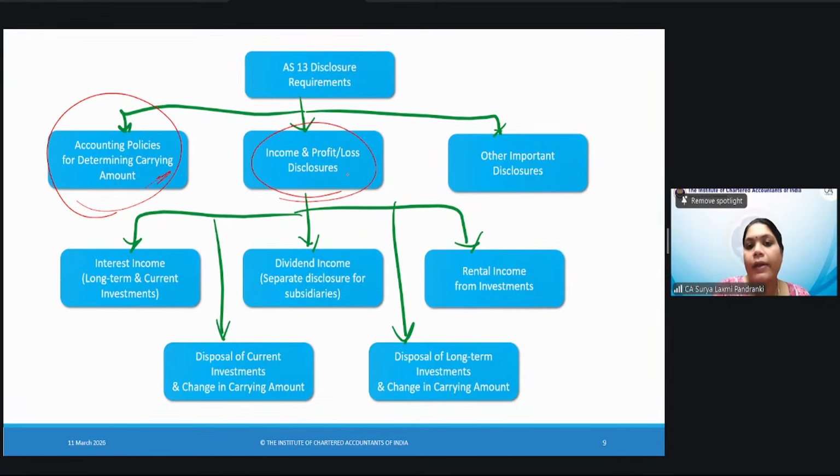Then in your P&L and income disclosures, you will have interest income, right? If it is a bond or debentures, you will have interest. If those are shares, then you will have dividend income. Or if it is for rental purpose, you will have rental income. So what is the income that you have? That has to be disclosed. Later, the disposal part. When you have disposed of some current assets or long-term investments, what is the carrying value you have or what is the disposal amount you have? All those have to be disclosed.